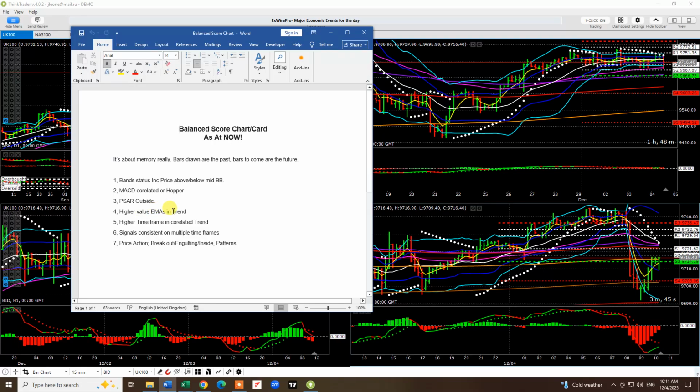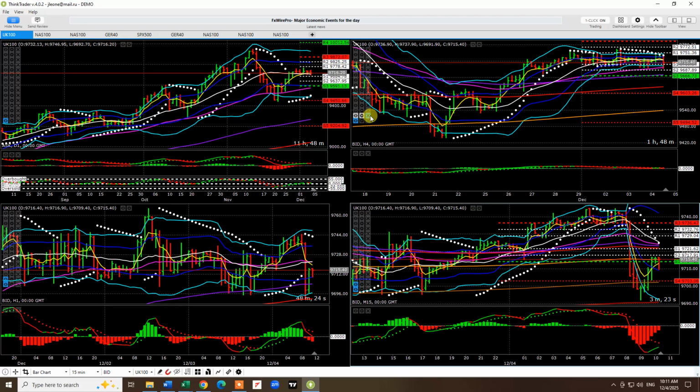The higher value EMAs, are they in trend? The higher time frame, as in 4 hour and daily. The signals consistent on multiple time frames. The 6 and 7 here are more in tune with the intraday trades, but 7 not so much. Price action, breakouts, engulfing or inside patterns, all of those play a part. And here we are looking at the FTSE, and I'm going to focus on the daily for the moment.